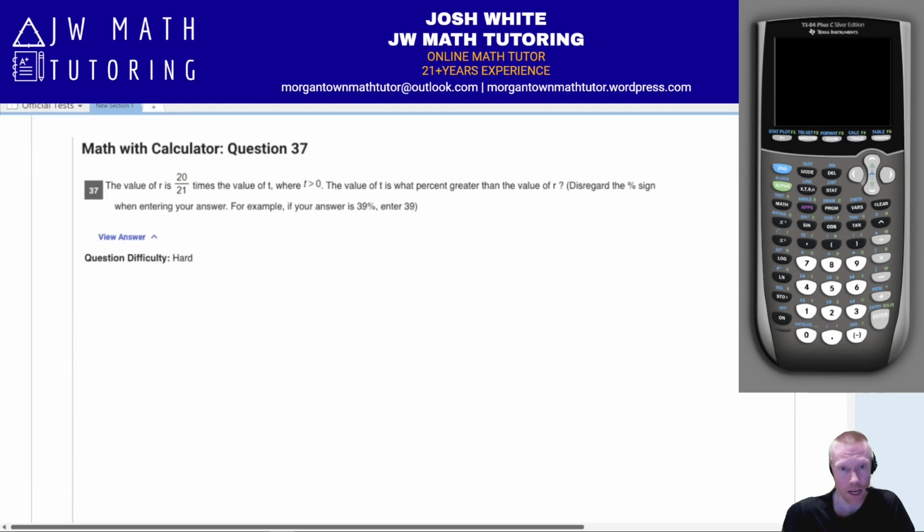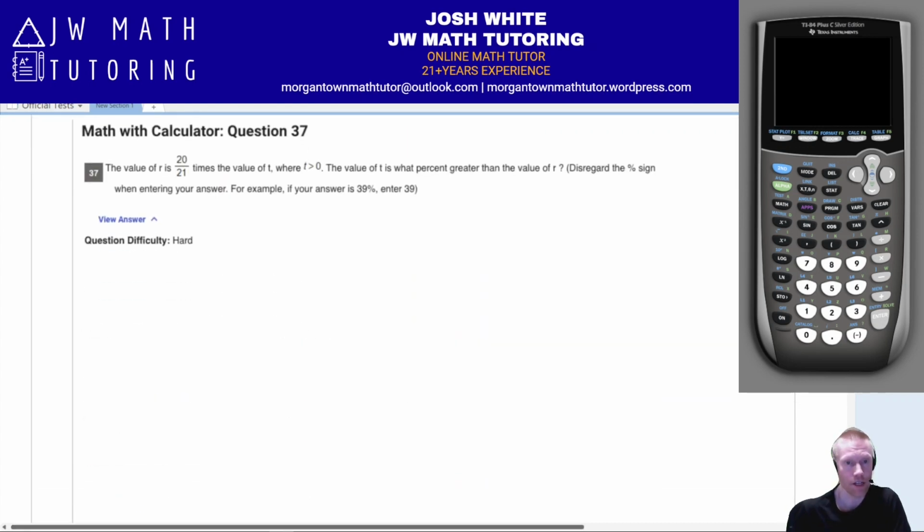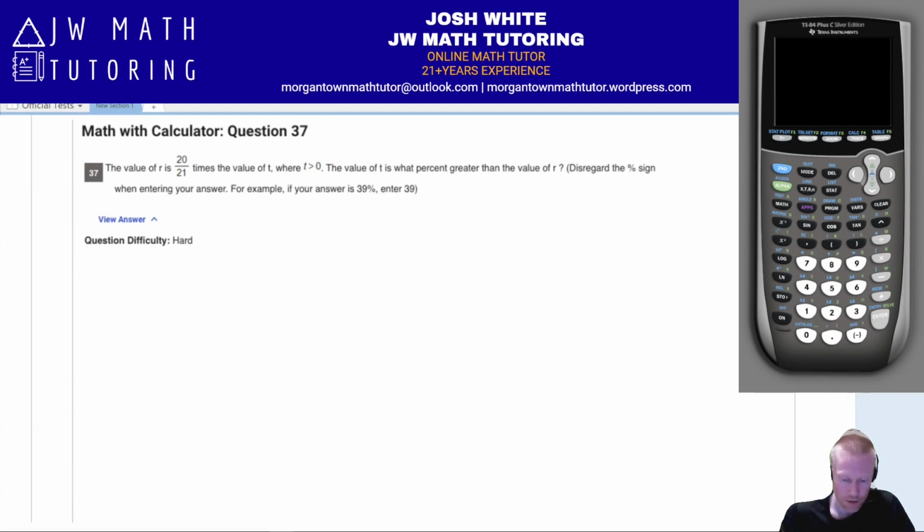Let's see. Next to last, we have 37. There are multiple ways to think about this problem. Again, this is a tricky problem just because of how it's worded, not necessarily in terms of the actual difficulty in calculating it. It tells us that r is equal to 20 over 21 times t. And then it says the value of t is what percent greater than r.